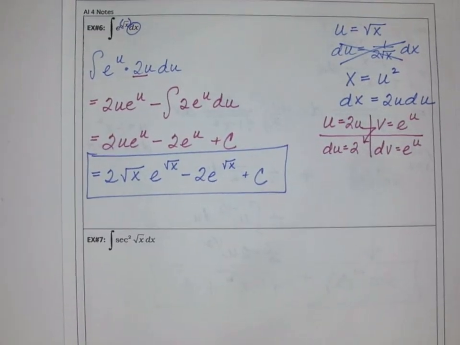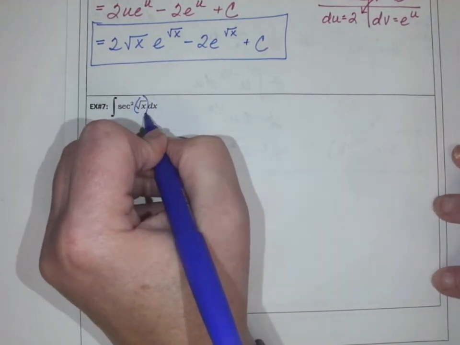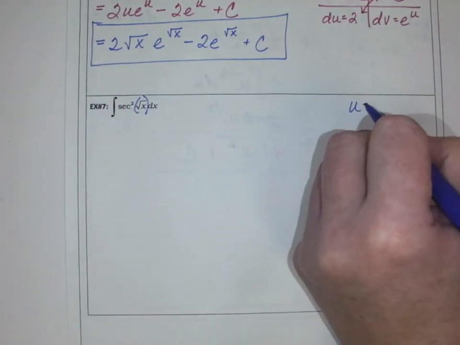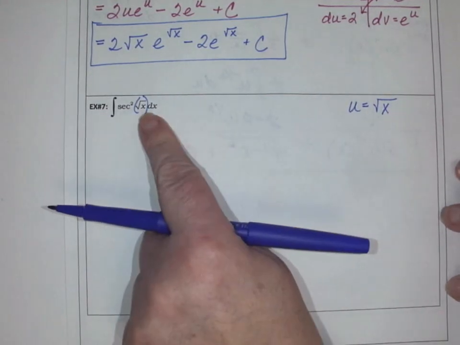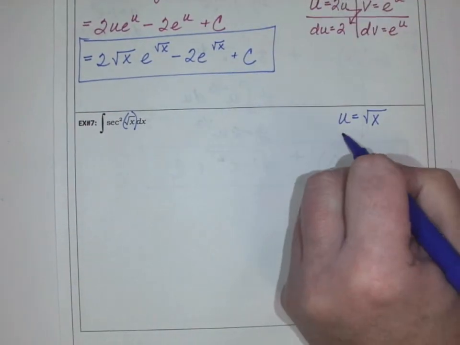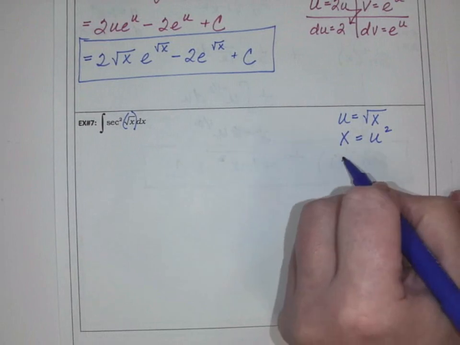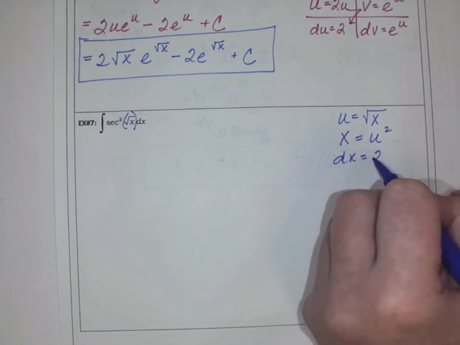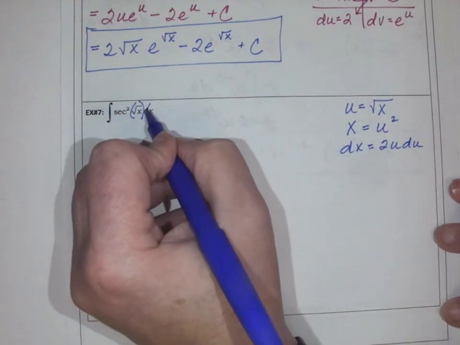Okay. All right, we're going to do that same trick here with secant squared. We're going to let u be our square root of x and see if we can make this something we can work with. Now again, I do not have a 1 over 2 square root x for this problem, so I solve for x, which is square both sides, and then I can find dx directly, which is 2u du, and I can plug in.